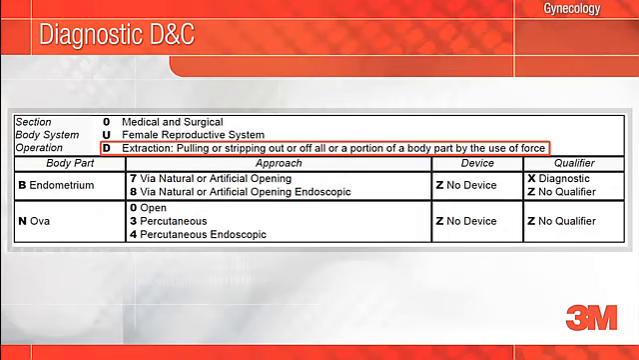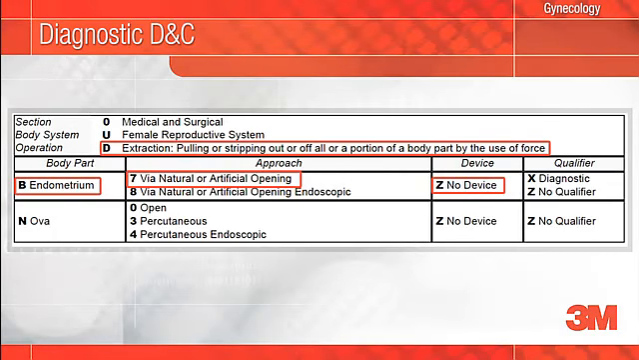The body part in this case is endometrium. This procedure was performed vaginally. Therefore, the approach would be via a natural or artificial opening. There are no devices associated with this procedure. Therefore, the value of Z for no device will be selected.